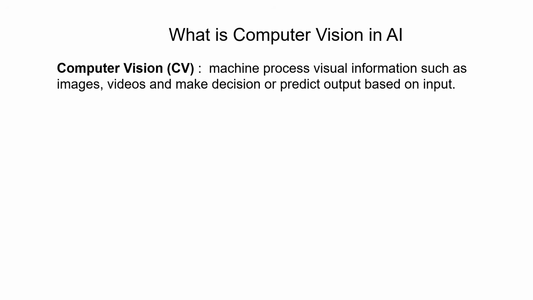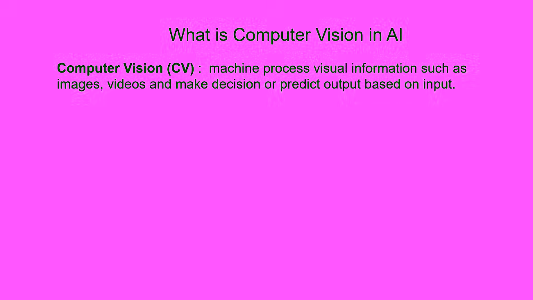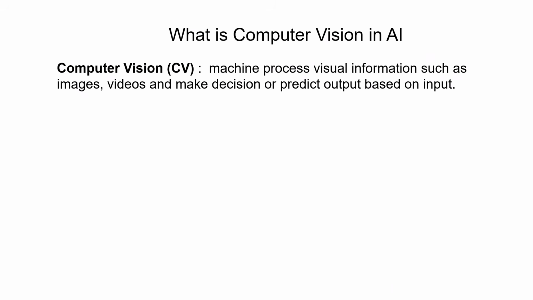Computer vision is a field of artificial intelligence, AI. In computer vision, machines process visual information such as images and videos, and make decisions or predict output based on visual input. CV is the short form for computer vision.